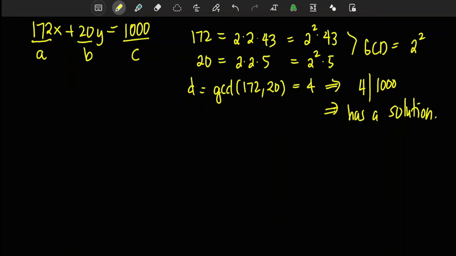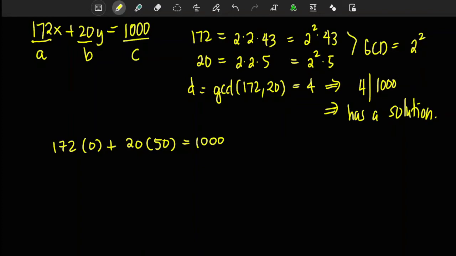Again, you can try brute force and try to find a possible combination of integers x and y that will result to a solution. For example, you can try 172 times 0 plus 20 times 50 equals 1,000. So that's a possible solution.